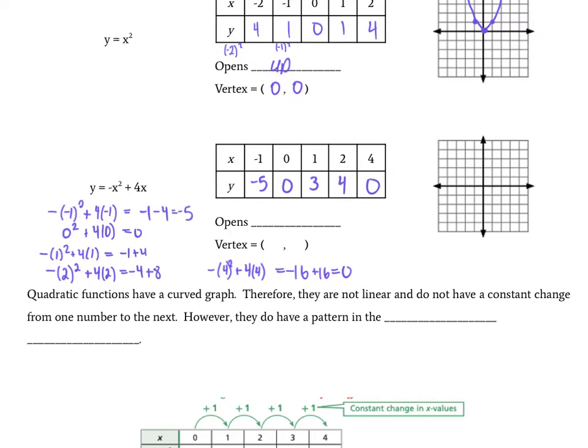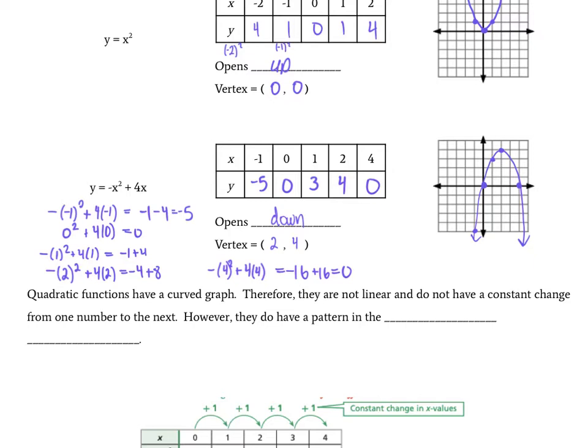Alright, so let's graph these points. Negative 1, negative 5. 0, 0. 1, 3. 2, 4. And 4, 0. Now we can make our graph. And we can see that this graph actually opens down. And this time our vertex isn't at 0, 0. We want to look at where the graph starts, so that would be at 2, 4.